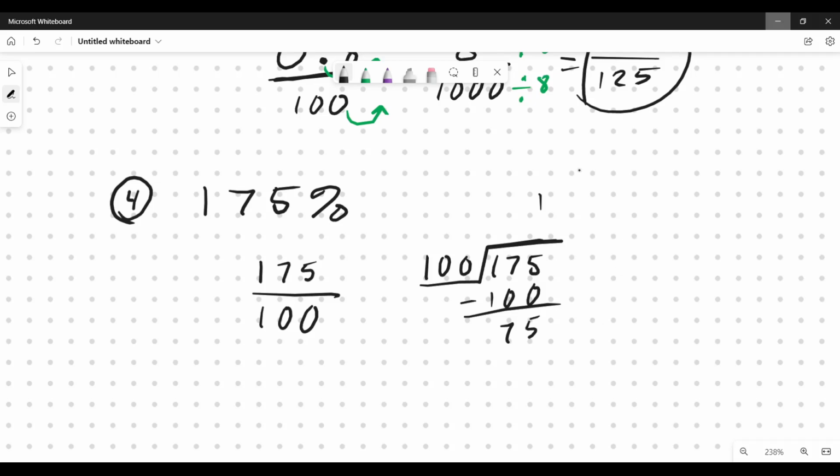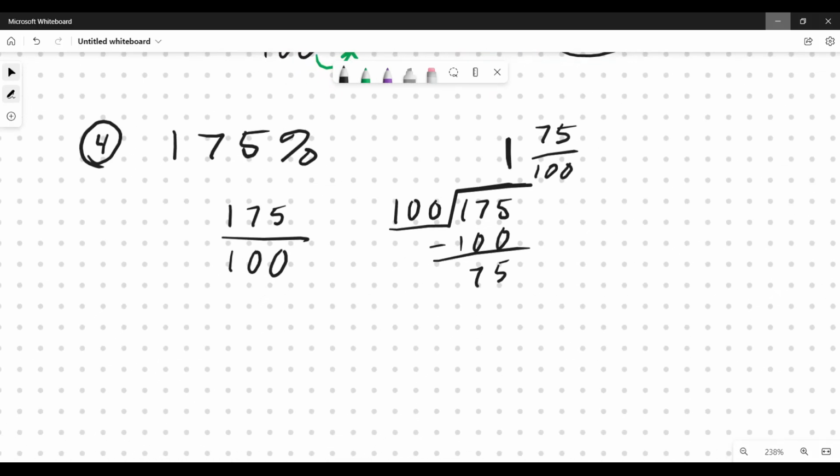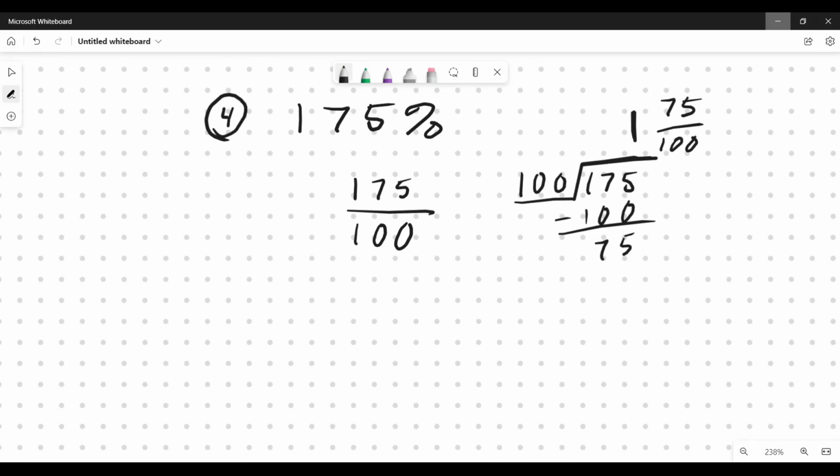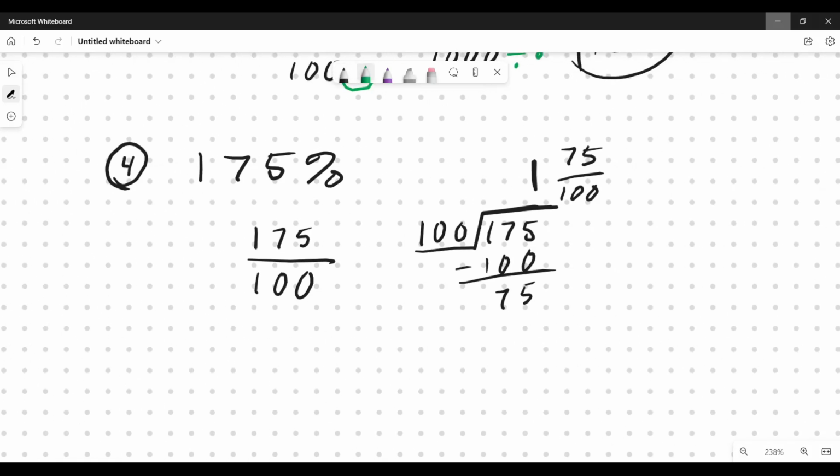75. 1 and, no, not decimal. We're converting to a fraction. 1 and 75 over 100. 75 over 100 reduces by? 3/4. It reduces to 3/4. What are we reducing by? With my little division symbol.